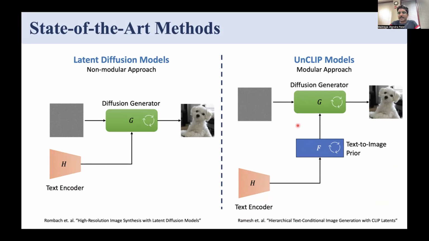one additional module, which is the text-to-image prior. This text-to-image prior first maps the input text embedding to the image embeddings, and this estimated image embedding is used to condition the diffusion model. So we all know that all of these models require a diffusion process, and there are many limitations associated with the resources.